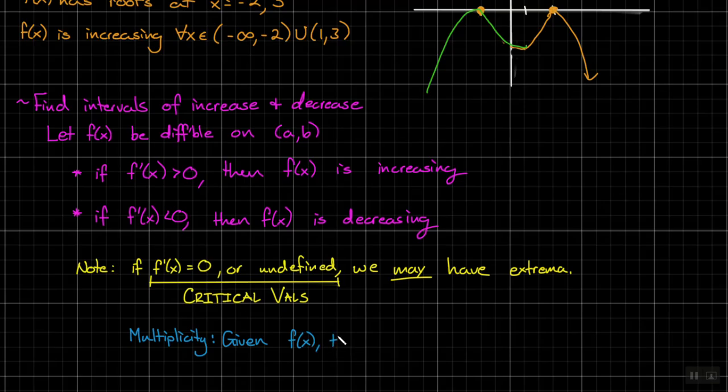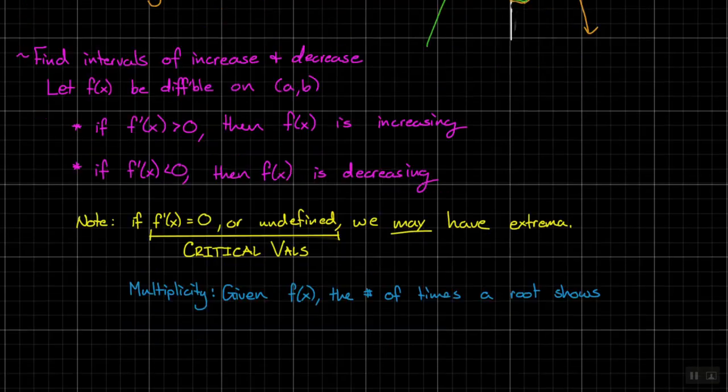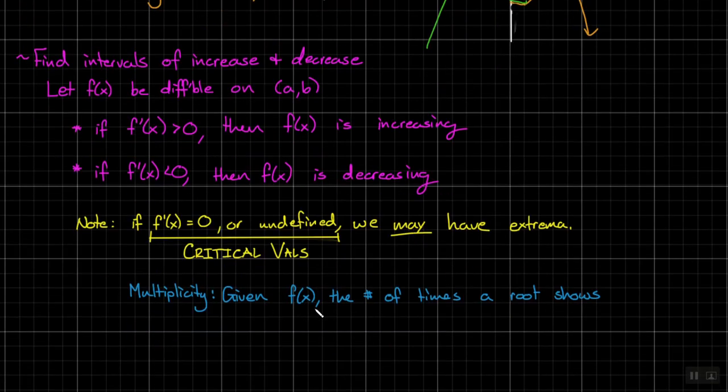Given f of x, the number of times a root shows up, and it could be a factor because we can move between roots and factors pretty easily. If you give me a function, the number of times a root shows up tells you the behavior at that root. Now, the behavior that we're looking at. Abigail, nice job remembering this. Do you remember this step further?